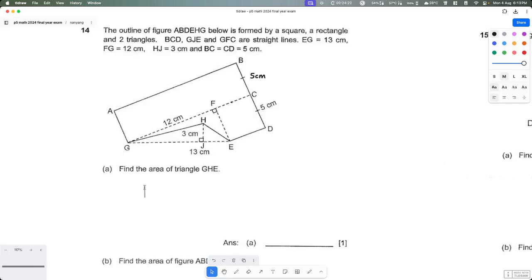Okay, this one is pretty straightforward. The area of triangle GHE is equal to half times base times height. So in this case, it is GH and E.